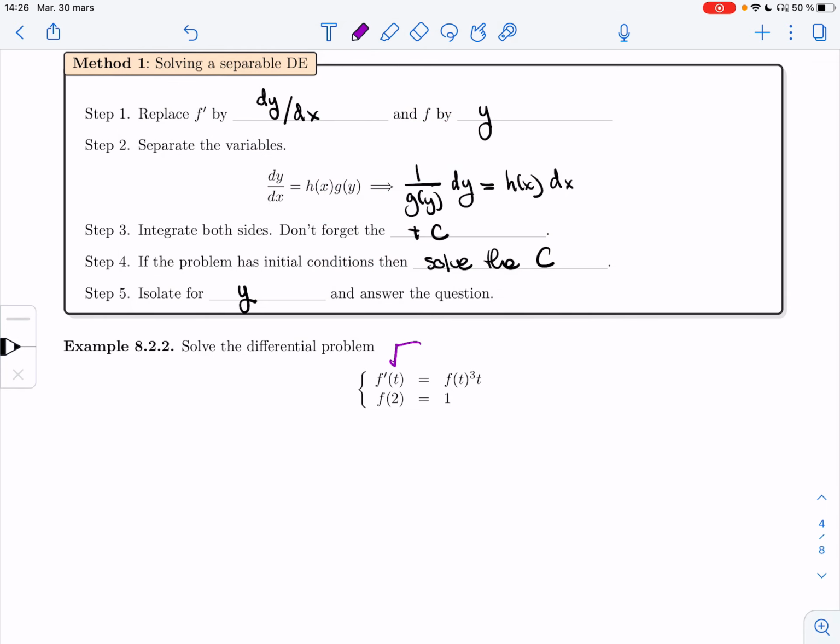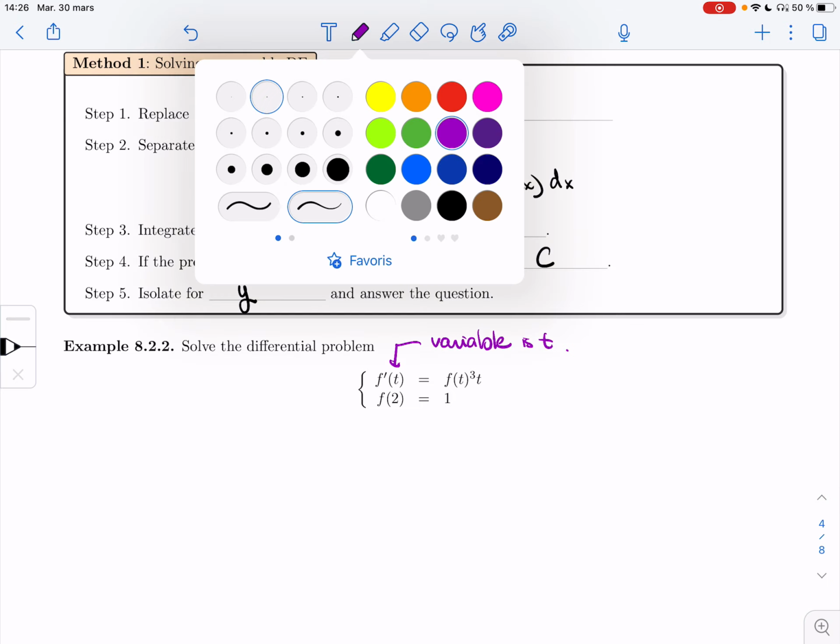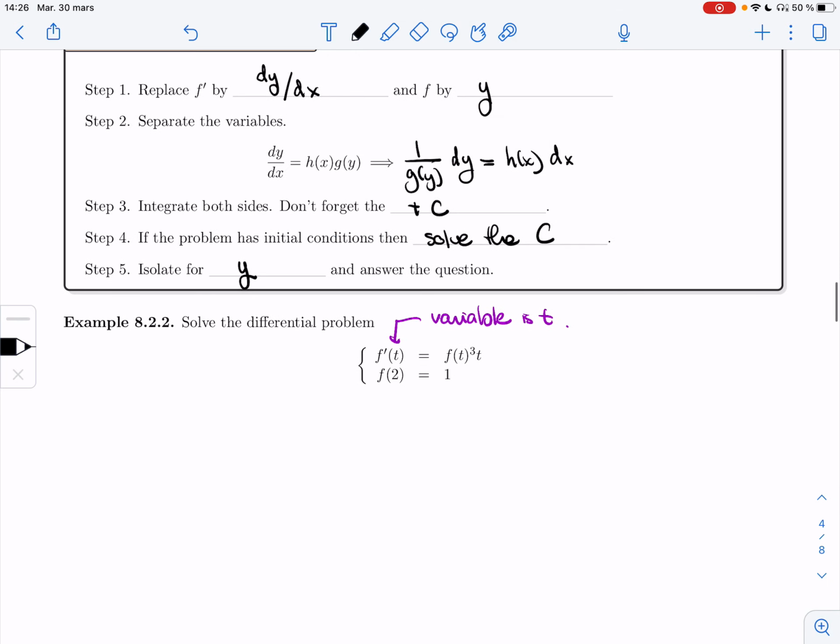If you notice here, my variable is t, not x. So everywhere where you see x, you would put t. All right, so let's see. F prime, we should replace it by dy over dt. And then f of t is y cubed t.